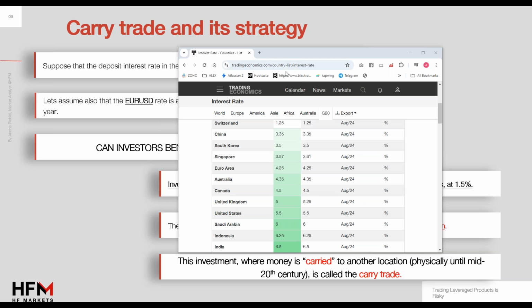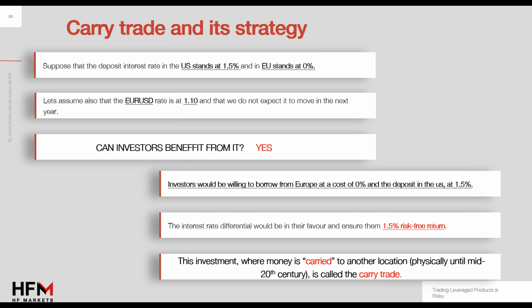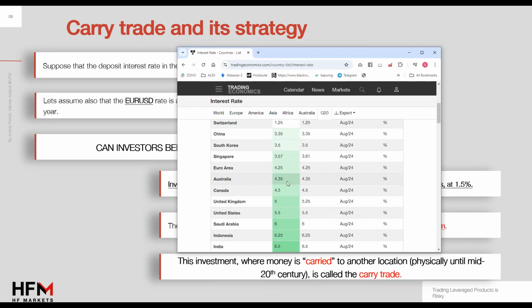Okay, so what actually is this? I'm gonna call it a technique. Okay, I'm gonna call it a tactic. Actually, this is preferable. Carry trade is the tactic that someone follows by borrowing money, basically in a currency with low interest rates, and investing that money in another country, in another currency that offers higher interest rates. So let's take, for example, the dollar yen, right?